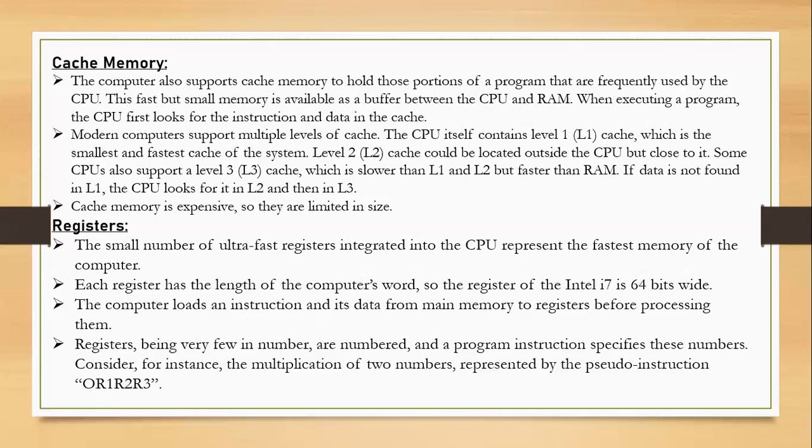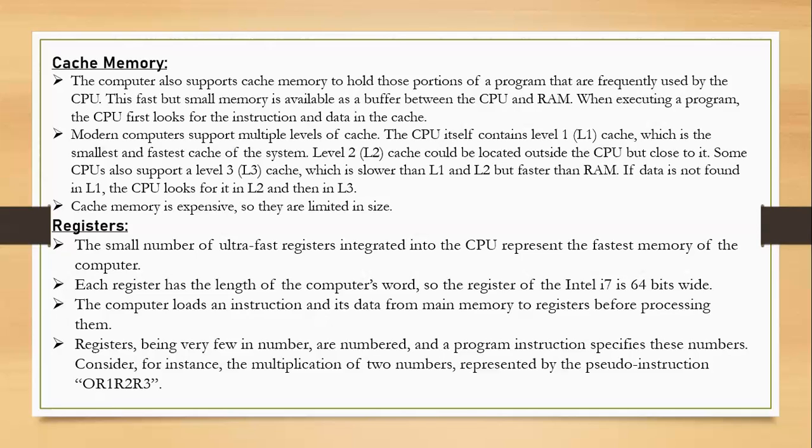Cache memory. The computer also supports cache memory to hold those portions of a program that are frequently used by the CPU. This is a fast but small memory. It's available as a buffer between CPU and RAM. Look at the location where cache memory is located. It is located between CPU and RAM. When executing a program, the CPU first looks for the instructions and data in the cache. This was already explained.